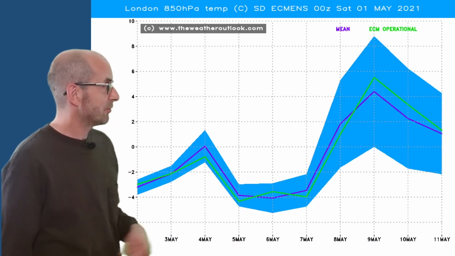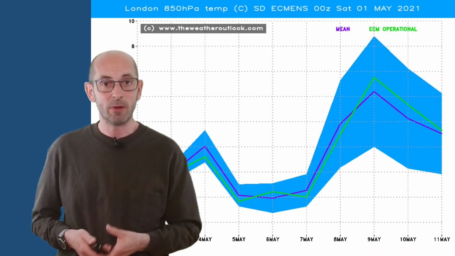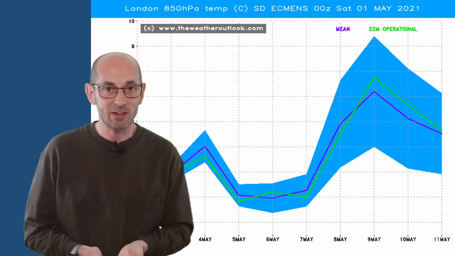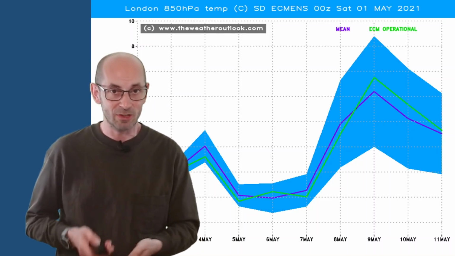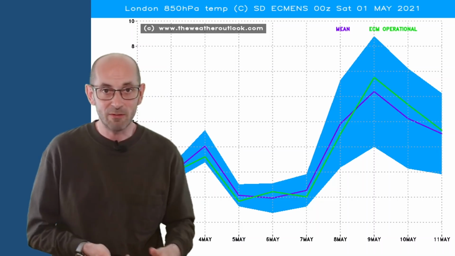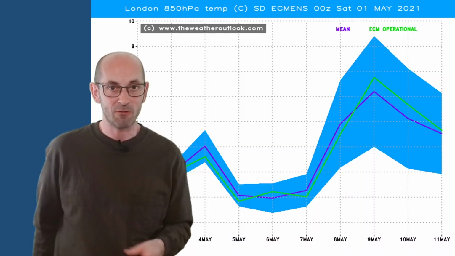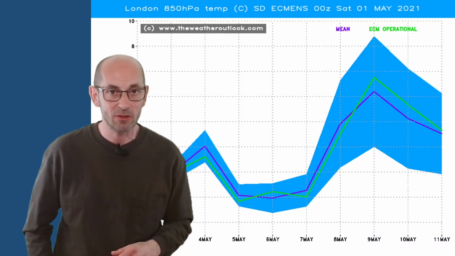Then through the second week, there are signs of them picking up at least a little bit. They still don't look particularly exciting for May. So a cold start, then some signs of them recovering at least a little back towards the average, perhaps a little bit above the average at times.